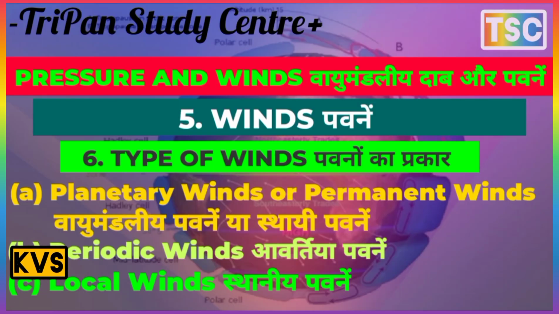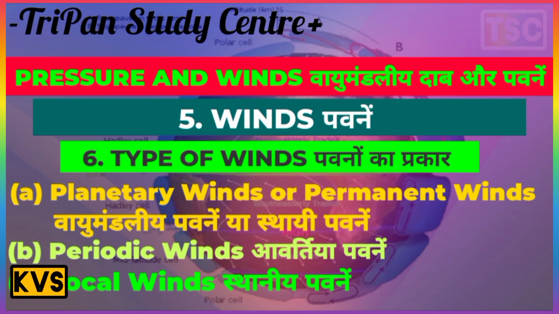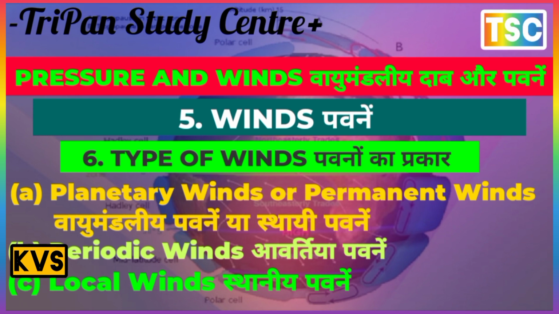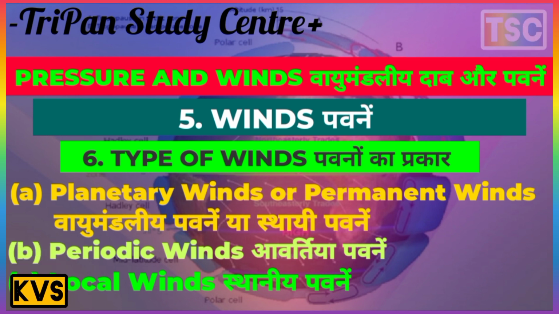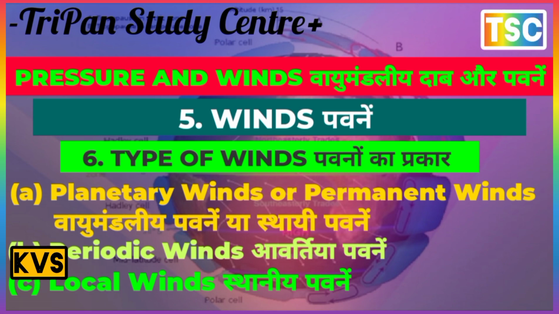The first here is planetary wind. Planetary wind is also called permanent wind. It blows from the high pressure belt to the low pressure belt. This is an important point. The wind blows from the high pressure to the low pressure belt in the same direction throughout the year, and they blow over the vast area of continents and oceans.